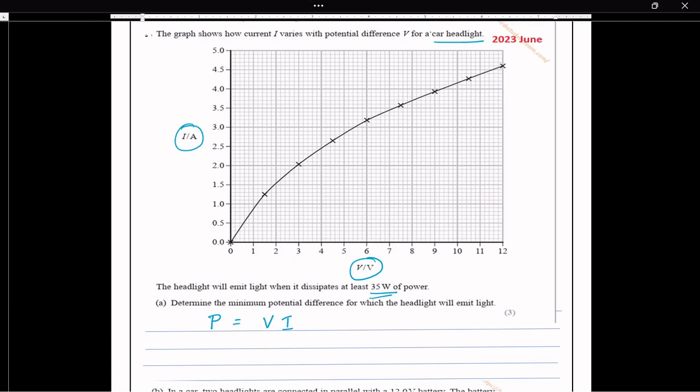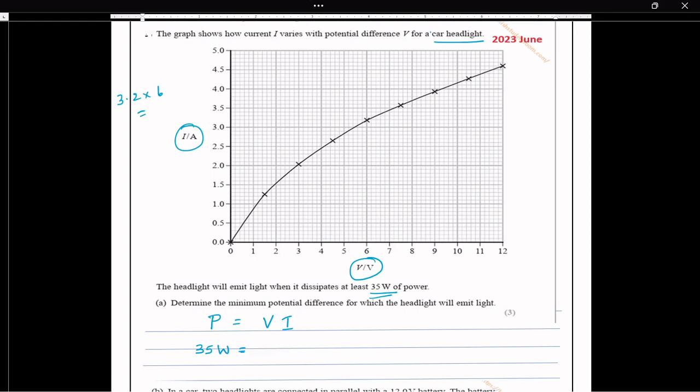And here the power dissipation must be 35 watts. So for that, what should be the minimum potential, minimum voltage? Let us see one by one. At 6 volts, the current is 3.2. So 6 times 3.2 is the number it is giving.